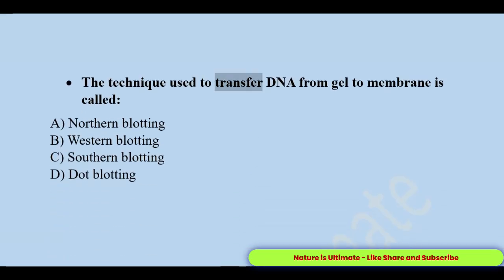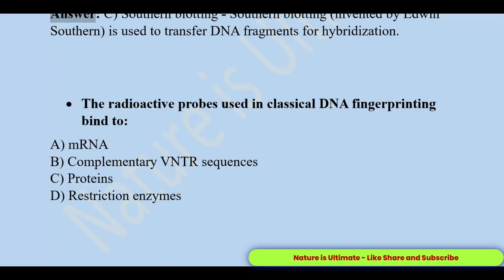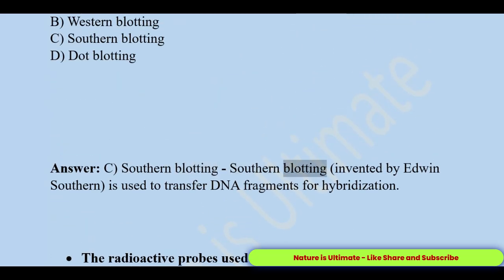The technique used to transfer DNA from gel to membrane is called A. Northern blotting, B. Western blotting, C. Southern blotting, D. Dot blotting. Answer: C. Southern blotting. Southern blotting, invented by Edwin Southern, is used to transfer DNA fragments for hybridization.